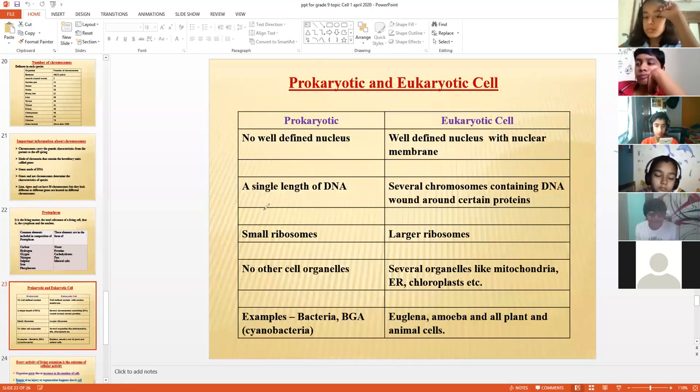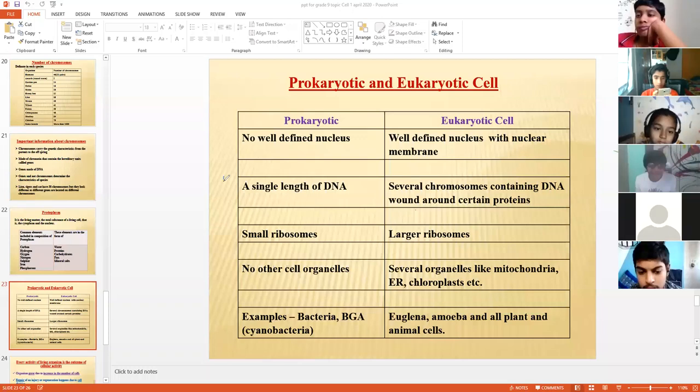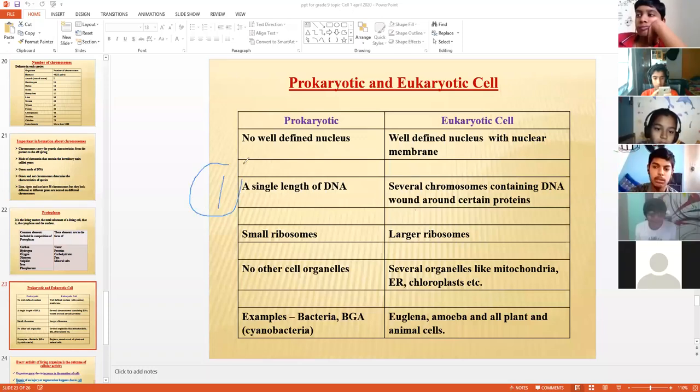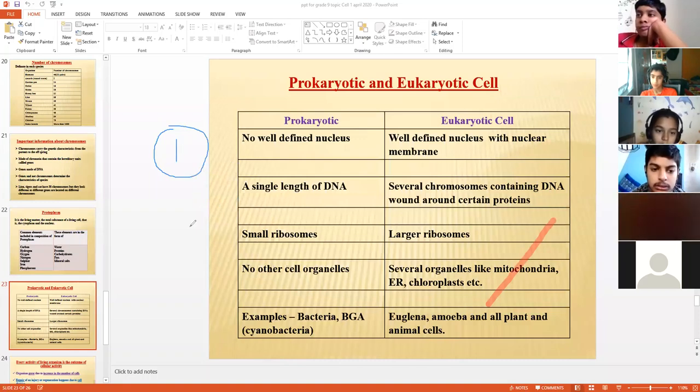It is just a single length of DNA like this. That means if this is a prokaryotic cell, the prokaryotic cell will have a cell membrane, but it will not have a nucleus like this. A prokaryotic cell is something like this, and it just has a single strand of DNA. This is a prokaryotic cell.